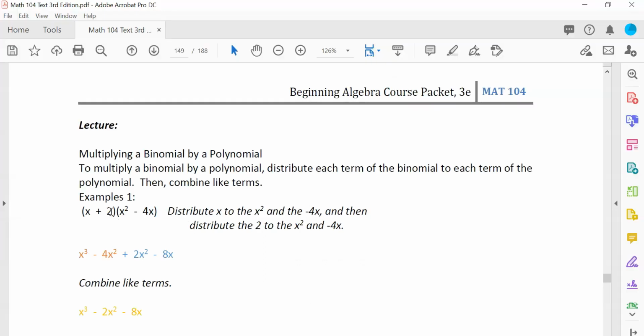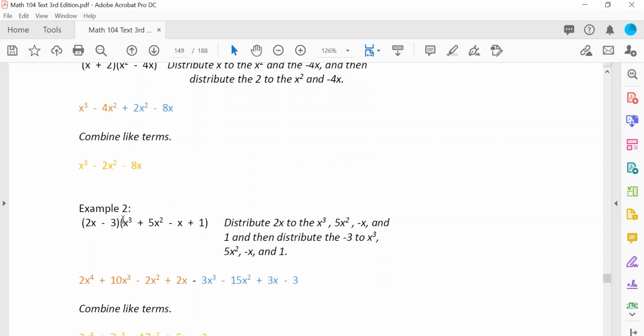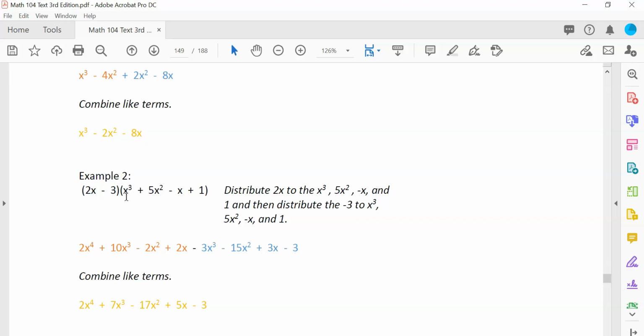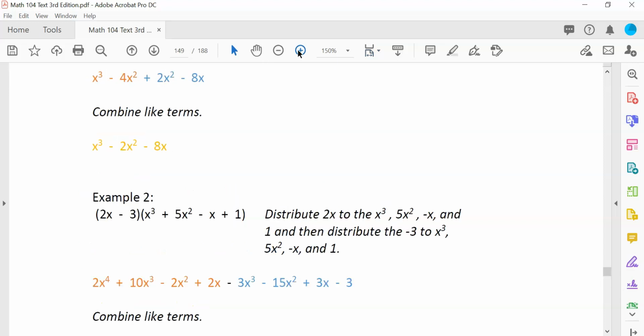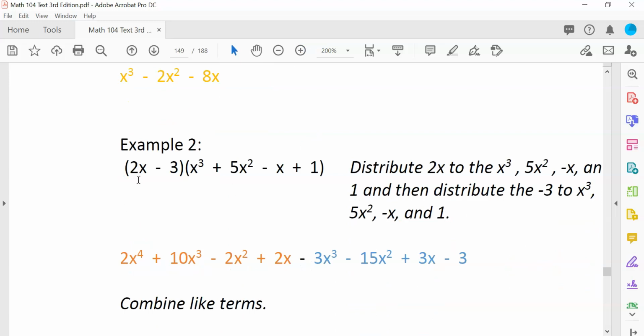Now, that works no matter how many terms these polynomials have. So you see in example 2, we have 2x minus 3 times x to the third plus 5x squared minus x plus 1. Let me zoom in just a little bit more. There you go. So you'd take this 2x and multiply it by all 4 terms of the right-hand polynomial. So take 2x times x to the third, you end up with 2x to the fourth. 2x times 5x squared, you end up with 10x to the third. 2x times minus x, you end up with minus 2x squared. And then 2x times 1 gives you a 2x.